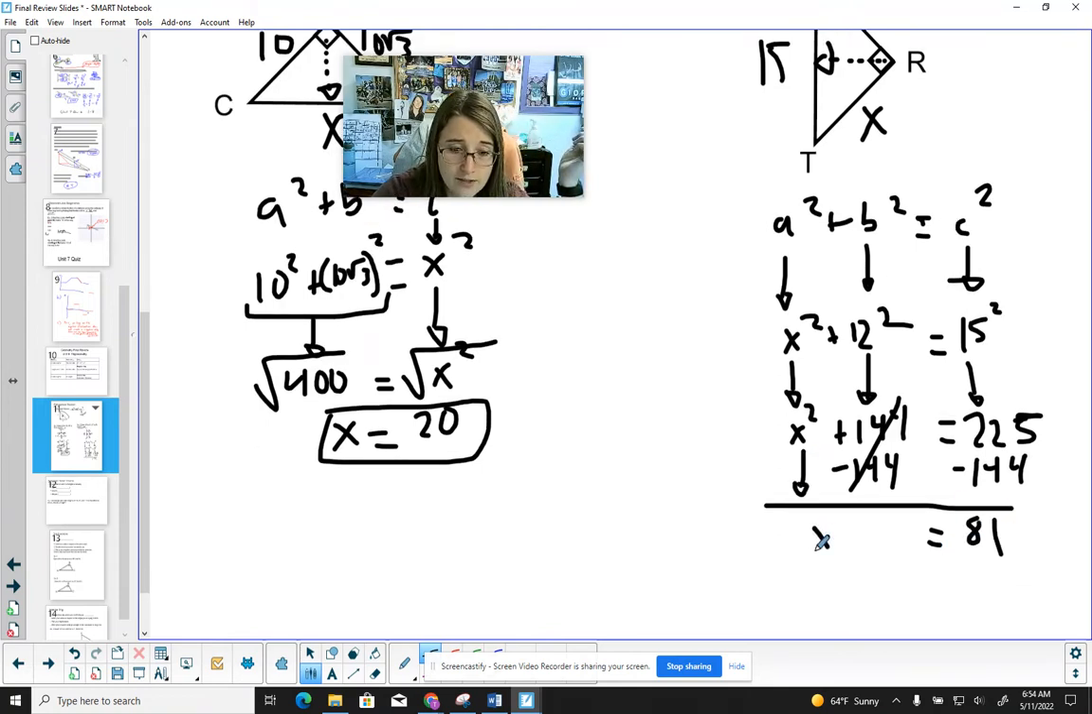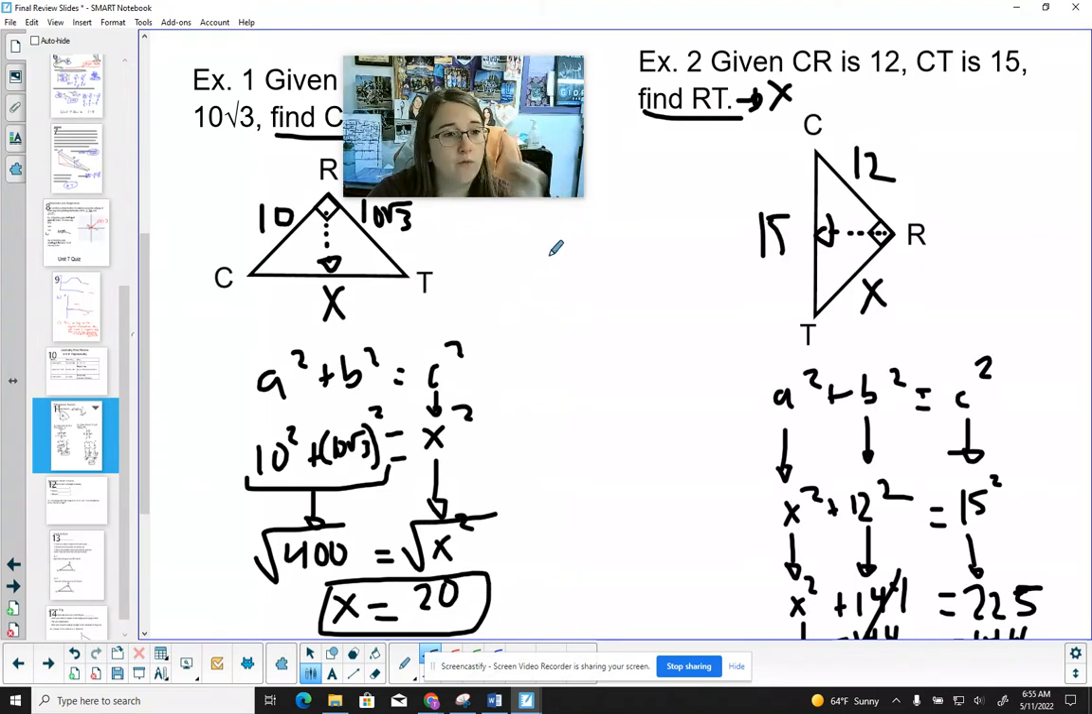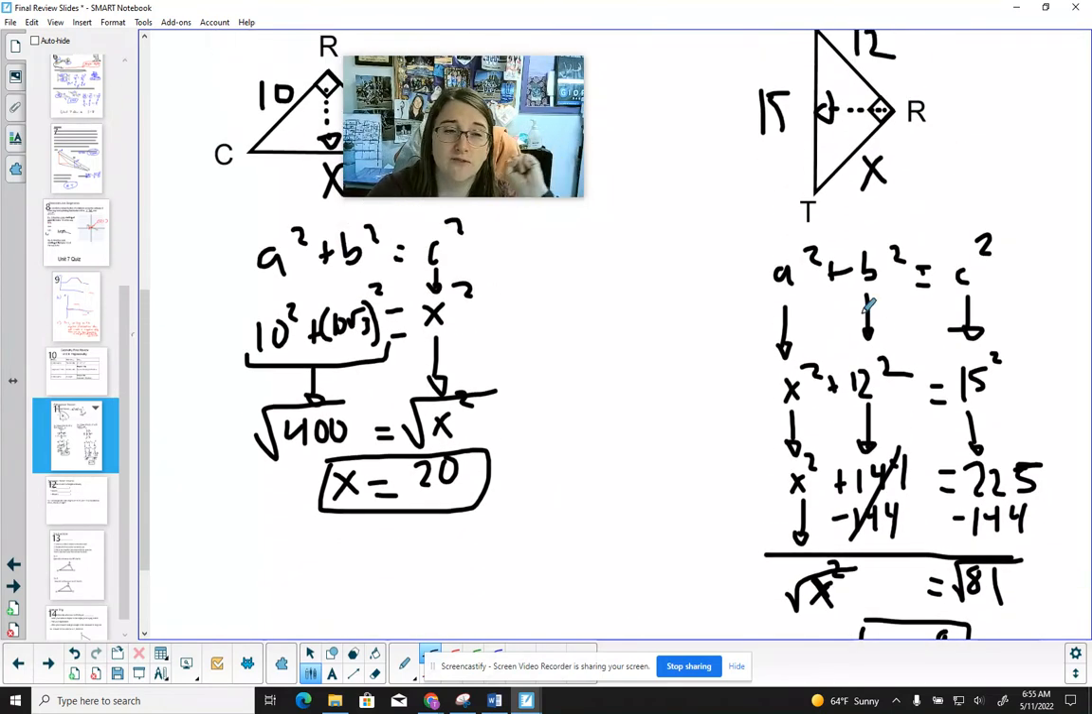Now, X squared drops down because I haven't done anything to that yet. My last step is just to take the square root. I got X equals 9. So remember, guys, be careful. You're only going to have one problem like this on your final. It could be one or the other. It really is the same thing. You just end up having to do different math depending on where your X is at.